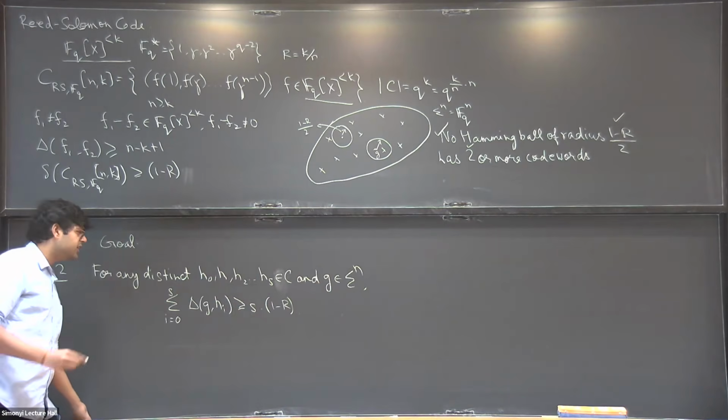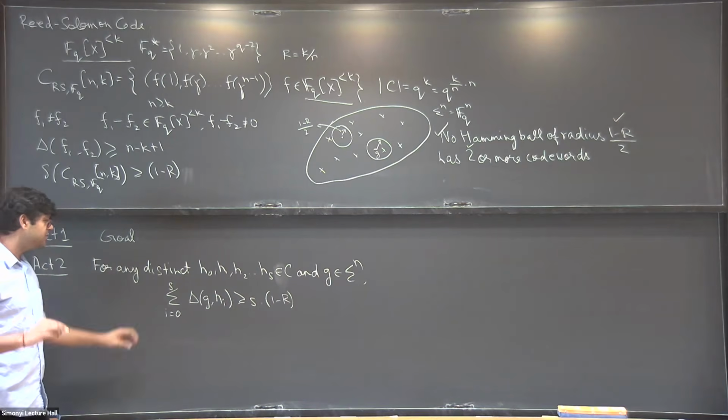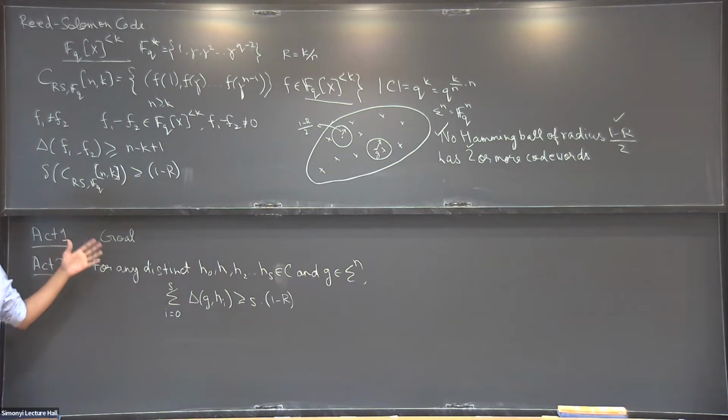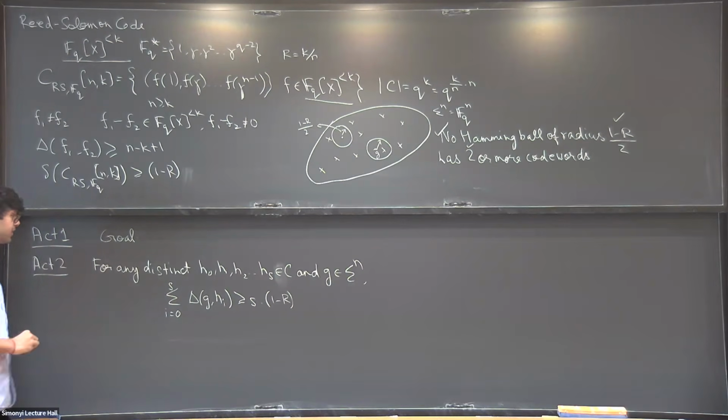And some of this might give deja vu from last year's talk, but that's by design because we were talking about expander-based codes last time. And this time we are talking about algebraic codes, but the proofs have a lot of common ingredients.